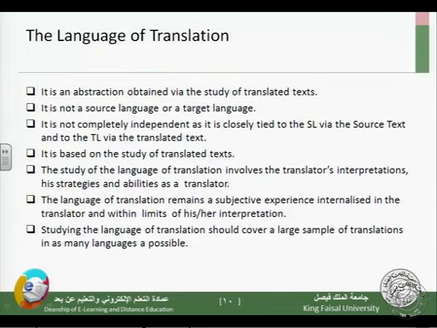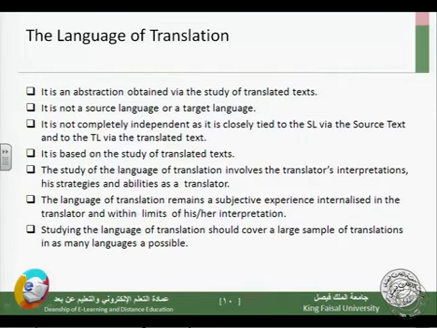Now, the language of translation remains a subjective experience internalized in the translator and within limits of his or her interpretation. Again, it is something subjective. It is not objective. It has to do with the translator, because he has done the translation.